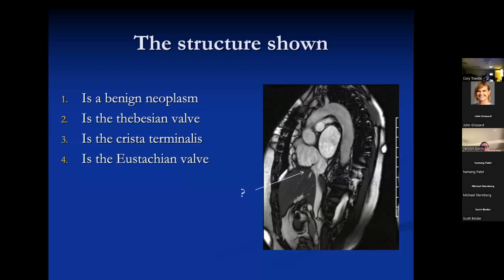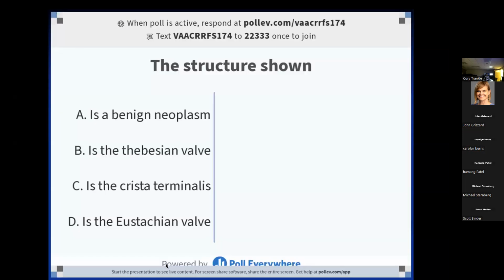This structure with the arrow pointing to it is, and here's your list of options: benign neoplasm, Thebesian valve, crista terminalis, eustachian valve. Okay, give you a chance to weigh in. You'll see later if you were correct or not.